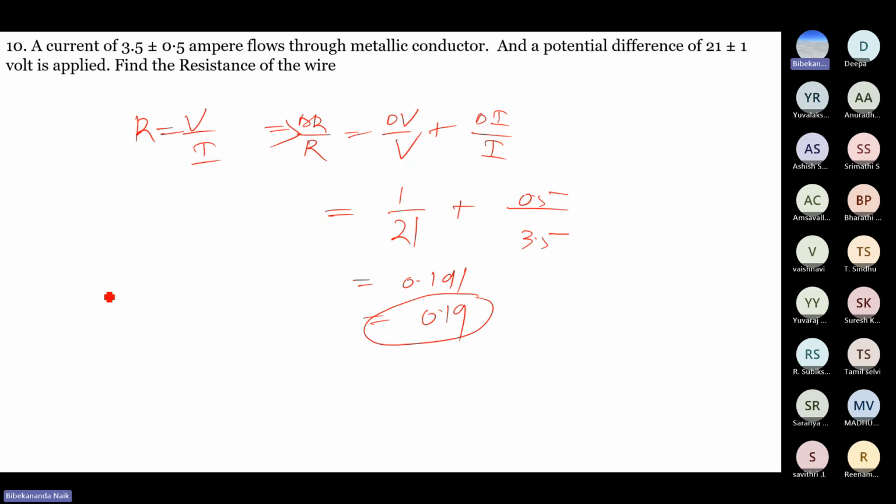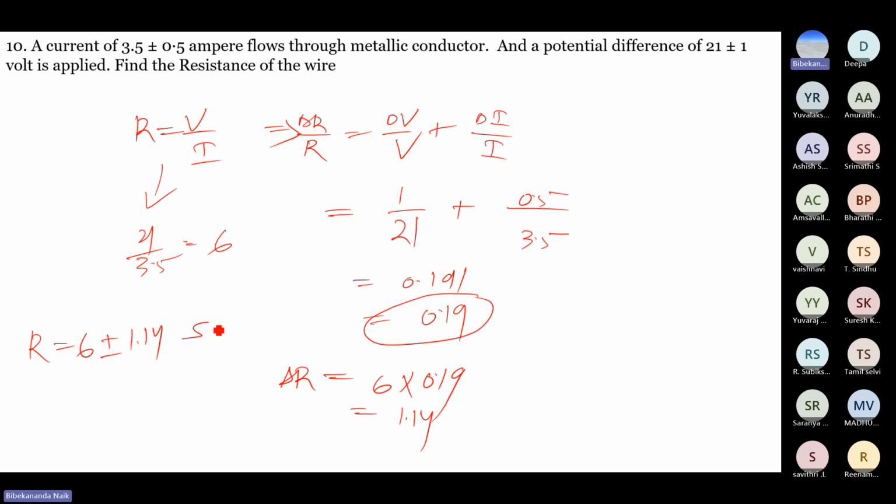Then when you calculate the actual resistance, it will be 21 by 3.5, which is 6. Delta R by R is 0.19, so delta R will be 6 into 0.19, which is 1.14. So the actual resistance of the wire will be 6 plus minus 1.14 ohm. This is the correct answer.